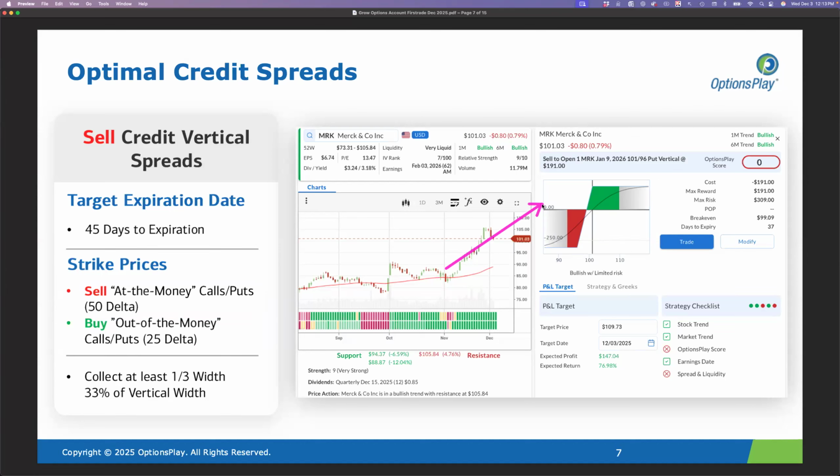So because the stock's trading at 101, we'll sell the 101 put option, and then we will buy a 25 delta put against that. A 25 delta put is specifically a strike price that has a 25% chance the stock will be below $96 at expiration.